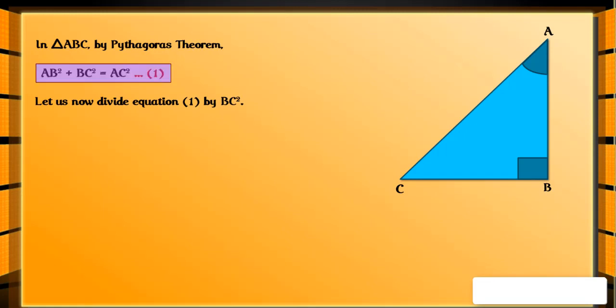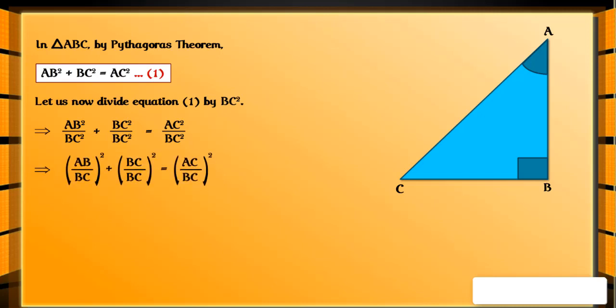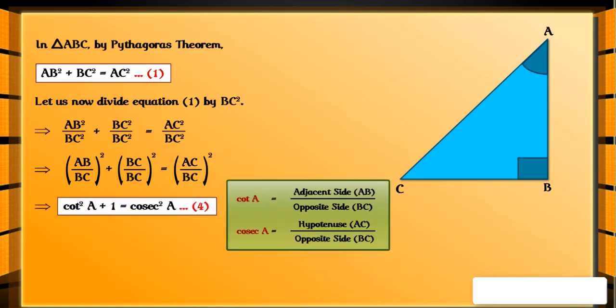Let us now divide equation 1 by BC square. We get AB square upon BC square plus BC square upon BC square is equal to AC square upon BC square, which implies (AB upon BC) whole square plus (BC upon BC) whole square is equal to (AC upon BC) whole square. This gives cot square A plus 1 is equal to cosec square A. This is now equation 4.